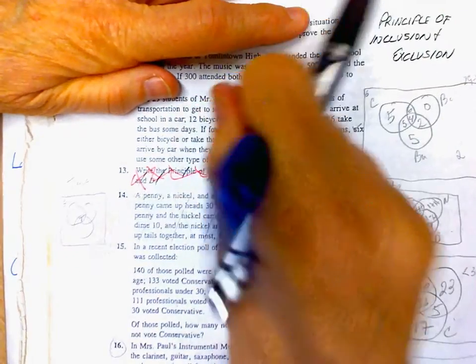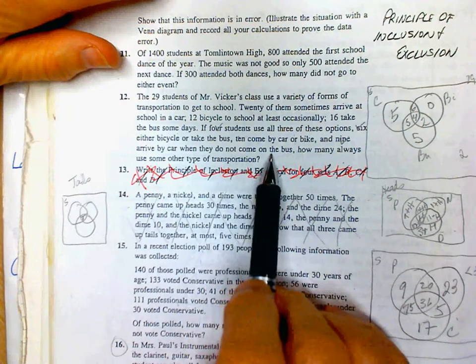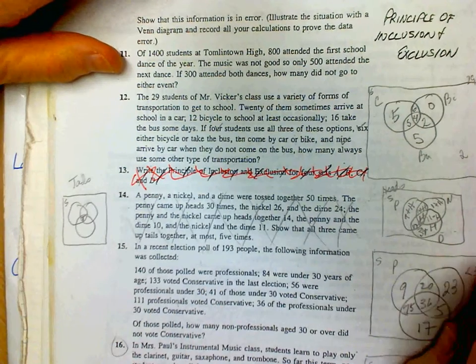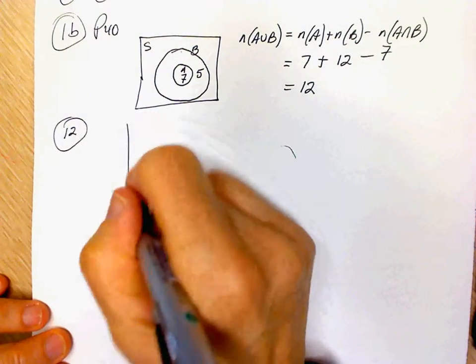10, that should be 10. And 9 arrive by car when they do not come on the bus. How many use some other type of transportation? Okay, so let's draw a Venn diagram of this.